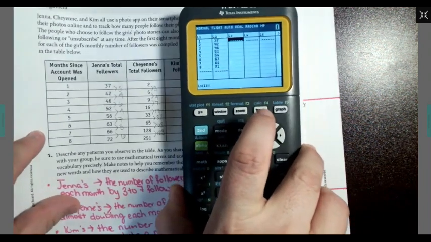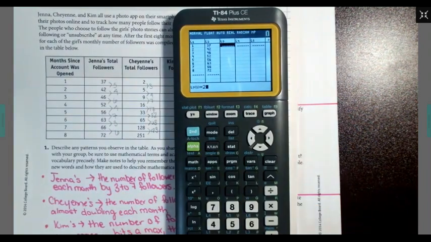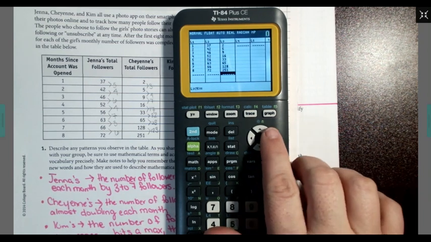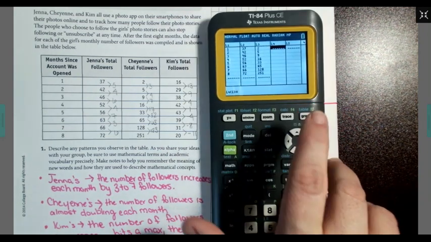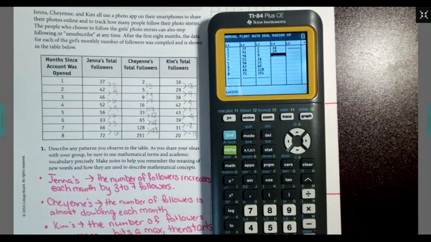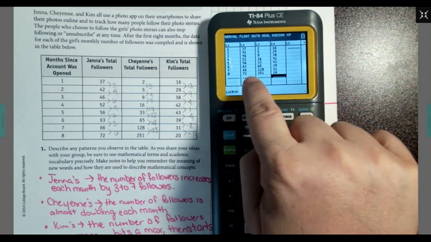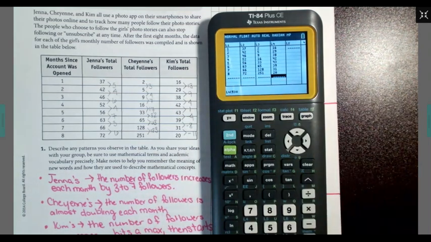In L3's column, I'm going to put Cheyenne's data in. 2, 5, 9, 16, 33, 65, 128, 251. And in the last one, I'm going to put in Kim's data. 16, 29, 38, 42, 43, 39, 31, and 20. Please make sure that all of your columns have the same amount of entries. That means we know we've put in the right amount of data.